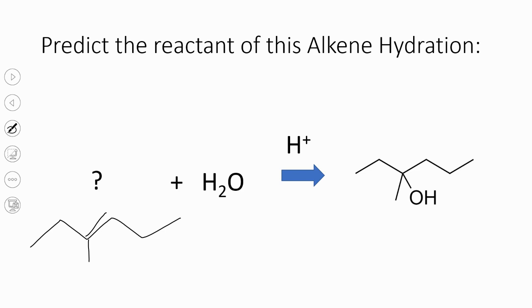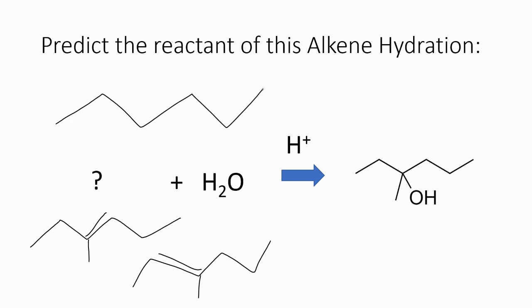Anyone else come up with something else? I did the same thing, just put it on the other end. On the other end? Yep, good. So this would also work: hexane, and put the double bond over here. Good. So we can't say for sure what we started with, but these are two options. Let me draw this one up and see what you guys think. 1, 2, 3, 4, 5, 6. What if this is our double bond?